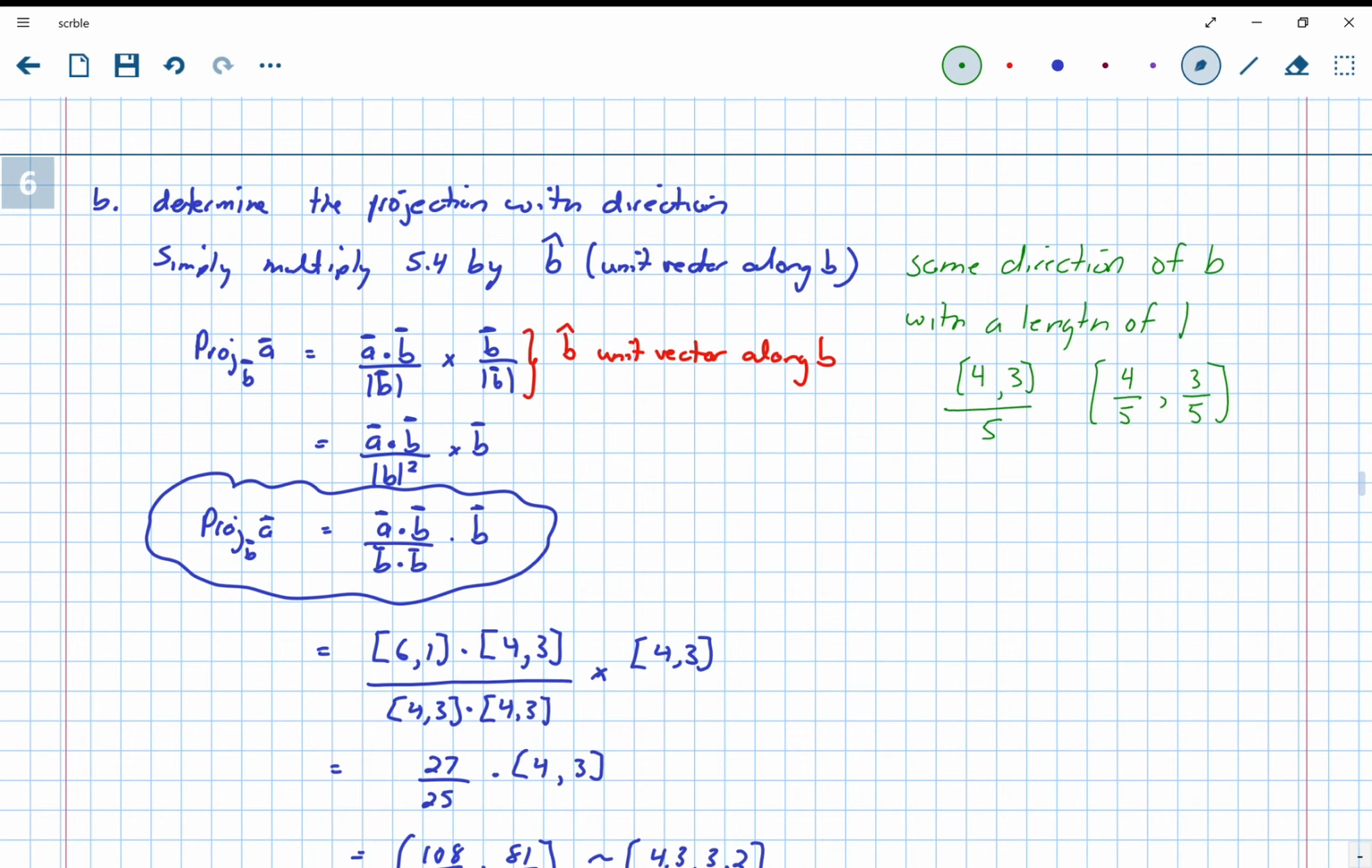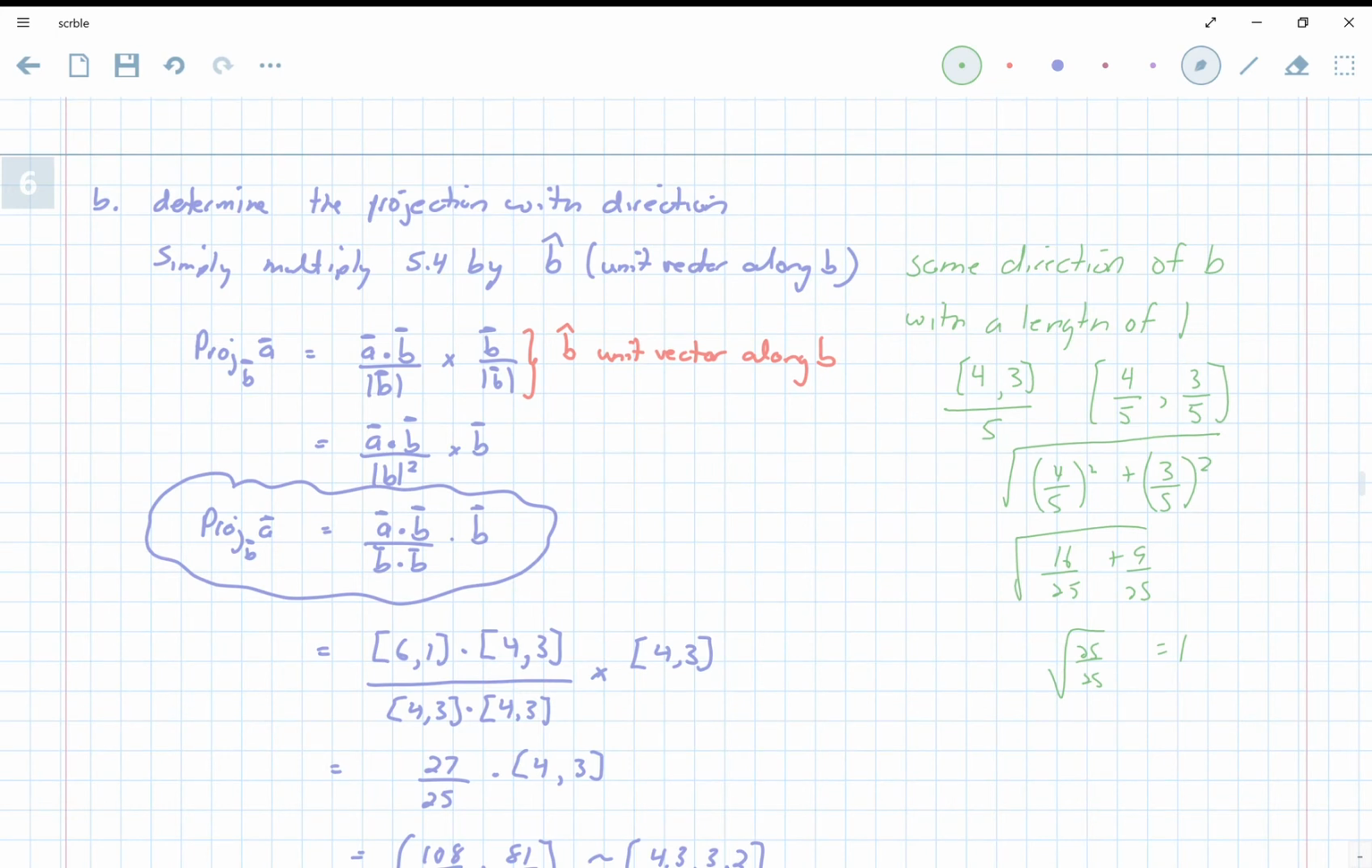Let's do the magnitude. It's the square root of 4 over 5 squared plus 3 over 5 squared, so we get the square root of 16 over 25 plus 9 over 25, which is 25 over 25, which is 1. So it works with every vector: you take a vector, divide it by its magnitude, and you create a new vector in the same direction with a magnitude of 1. Now we take our projection and multiply it by this vector, and in doing so we're going to manipulate a little bit. We're going to multiply the magnitude of b.